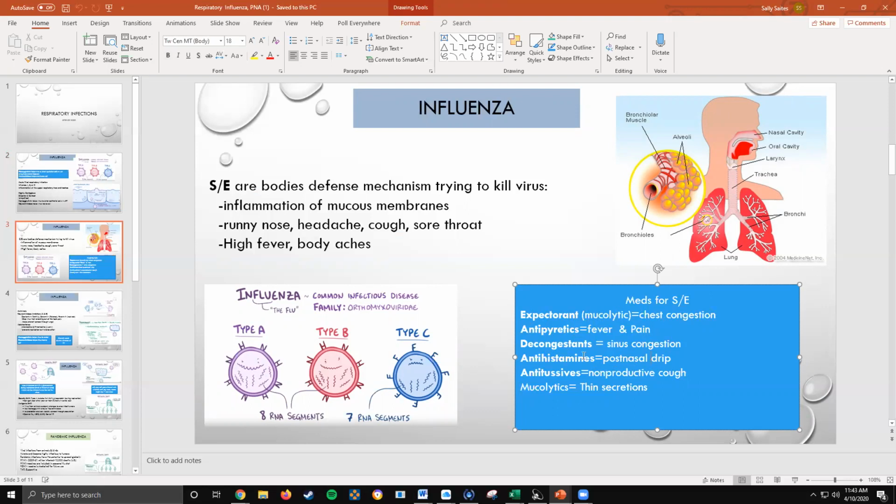Antihistamine for postnasal drip. Antitussives, which is a cough suppressant, but only if you have a non-productive cough. If you are coughing up phlegm and yucky stuff, we want that to happen, so we would not want to give you an antitussive. And then mucolytics, which is something that RT does, and it thins secretions as well.